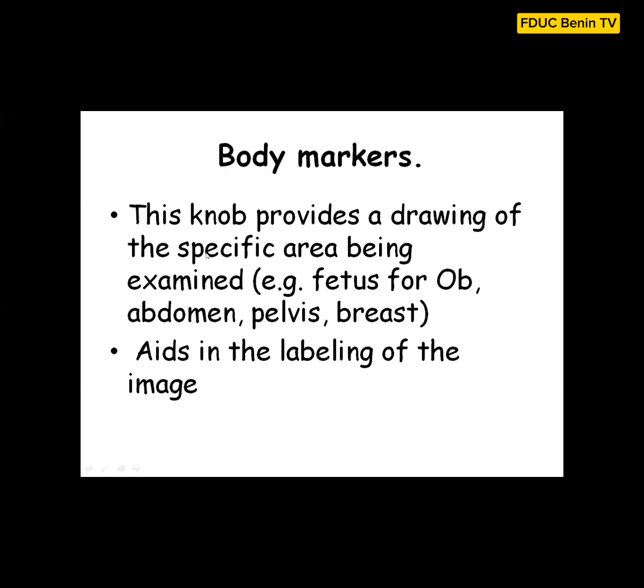Body markers help especially when you have to save images; you can use them to show the area of interest. These knobs provide a drawing of the specific area that you are examining. So if you are doing obstetrics, you can click on a marker for fetus. If you are scanning the breast, you can click on the marker for breast. All this helps to give a visual representation of our image. It helps to label the images, especially when you need to save them for documentation or to archive them.